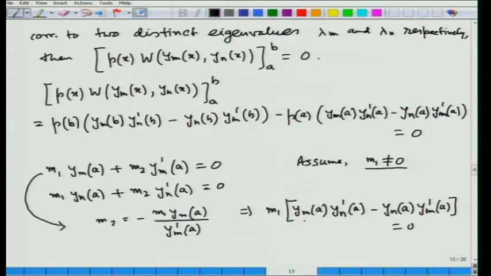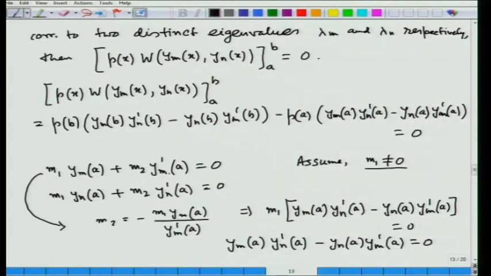Now, already we have assumed m 1 not equal to 0. So, therefore, we must have y m(a) y n dot(a) minus y n(a) y m dot(a) is equal to 0. Of course, with the assumption m 2 not equal to 0, you can arrive at the same result, as well as if m 1 and m 2 both of them are not equal to 0, then in that case also you can arrive at the same result. Here for simplicity, I have proceeded with this assumption, that is m 1 not equal to 0. So, this is equal to 0.